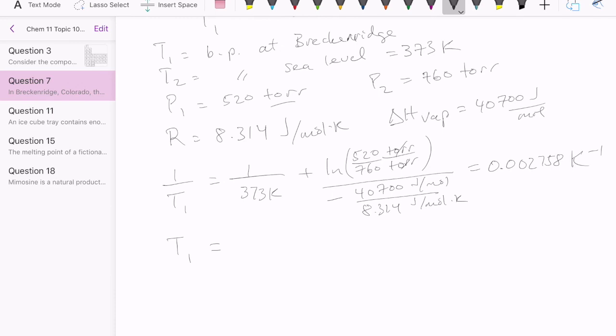Now to find T1, you just need to take 1 over the number we just got, and that gives us 362.5 Kelvin, which if we convert to Celsius would be equal to 89.5 degrees Celsius. And we know this answer is correct because we know from experience that at higher elevation, boiling point decreases, so you're going to boil at a lower temperature, which is what we got.